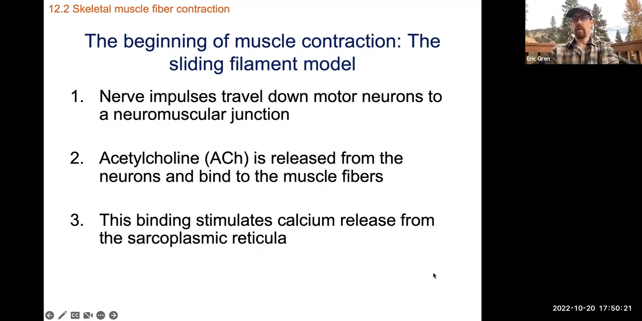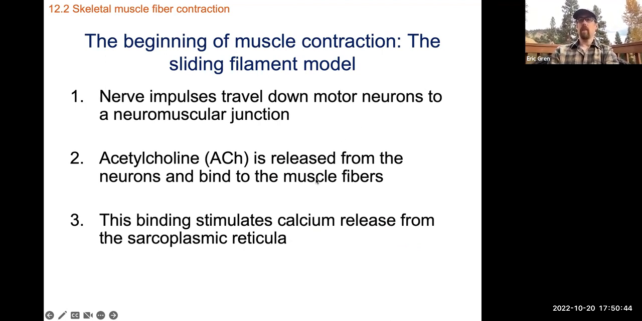So new material here, we're going to talk about the chemistry behind this. There's actually two different chemical molecules that are involved in facilitating this contraction, the shortening of the sarcomere. Try to move my video out of the way so I'm not hiding any words here for you.